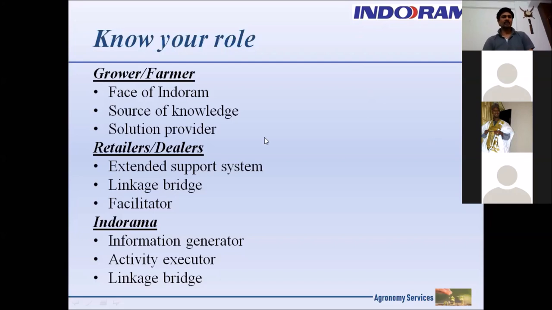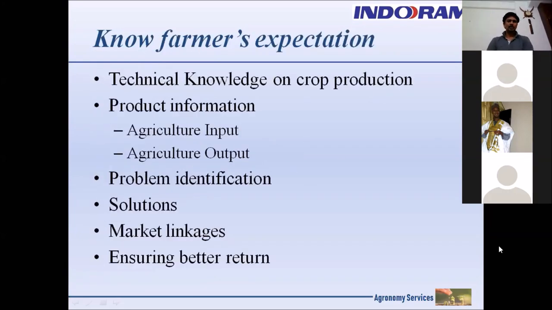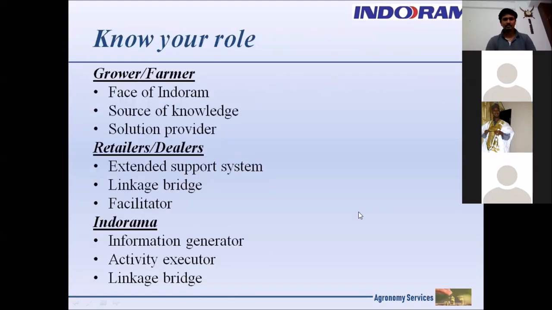So if we talk about the company, what is the company looking for? What is your role for Indorama as a company? You are the person who is going to generate information for creating long-term and short-term strategy, and if required, any information for planning or executing any activity, like we are now working on this food distribution for COVID-19. So this type of information generation and data collection, and every day I see that weather update on that group, that is your responsibility or role for the company.